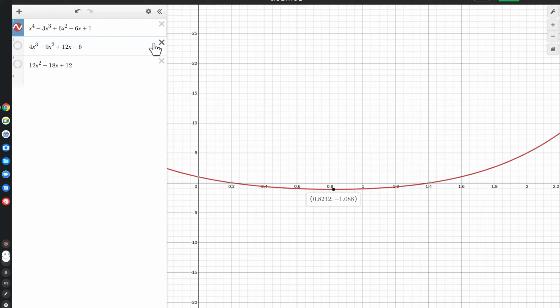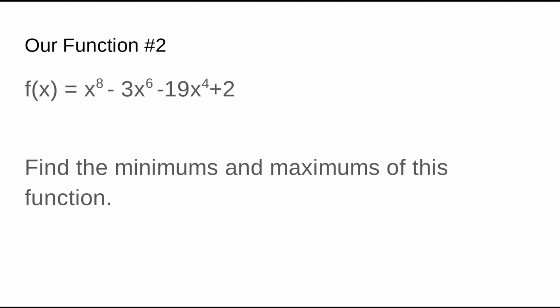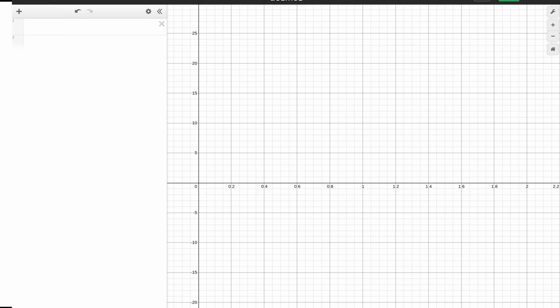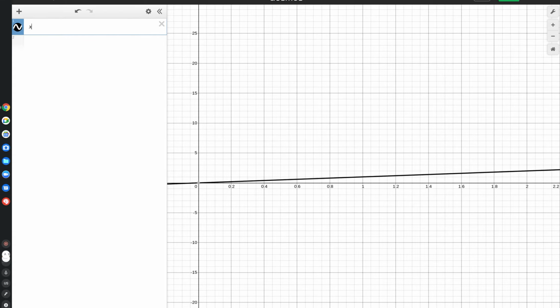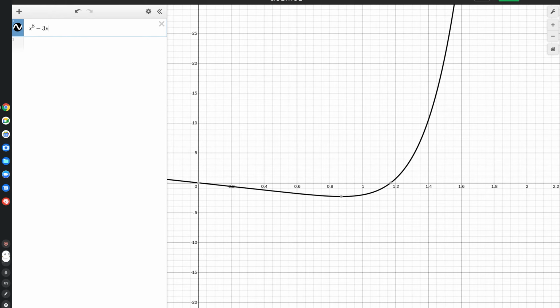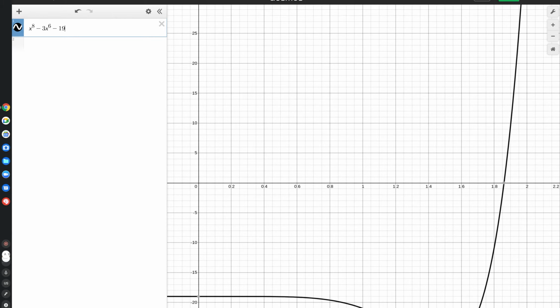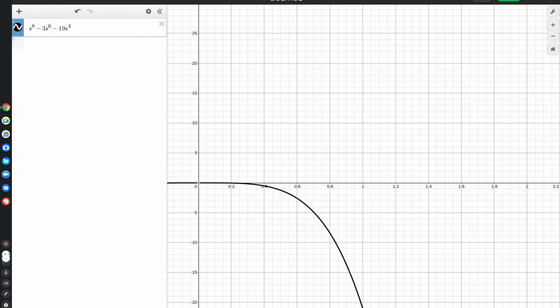So let's do another one. Our second function is, oh, this one has only even powers, so this one will be interesting. x to the power of 8 minus 3x to the power of 6 minus 19 times x to the power of 4 plus 2.